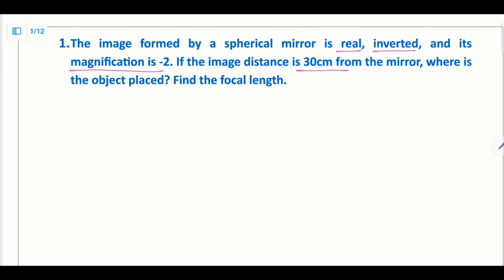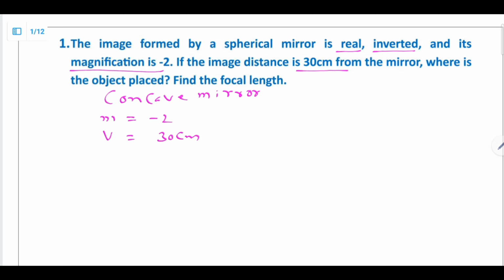Find the focal length. The mirror name is not given, so the mirror is concave, because only a concave mirror forms real images. Magnification m equals -2 and image distance equals 30 centimeters. We have to find the object distance and the focal length of the mirror.